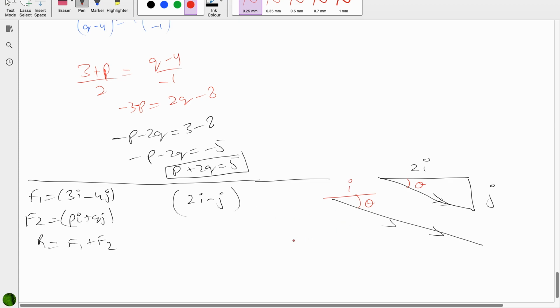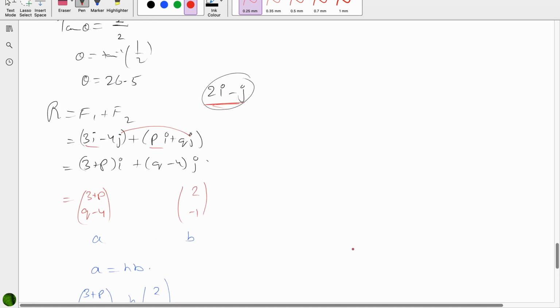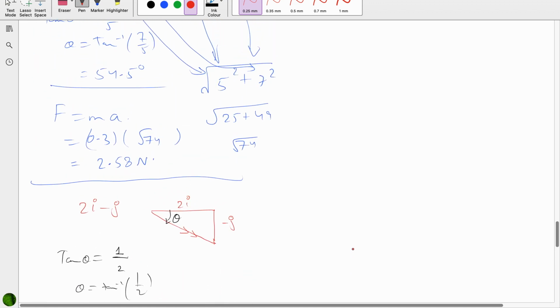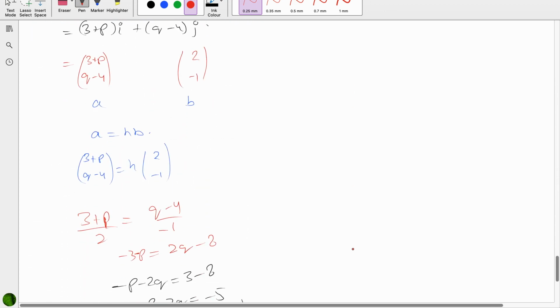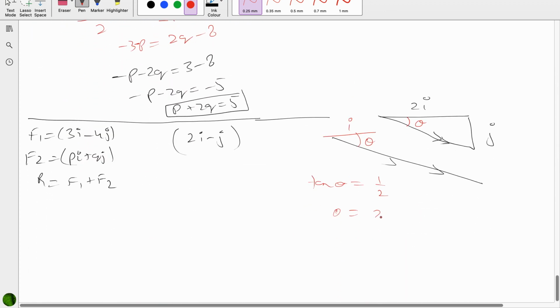So for this theta, tan theta is equal to perpendicular over base, and theta came out to be 26.5. This was the first part.